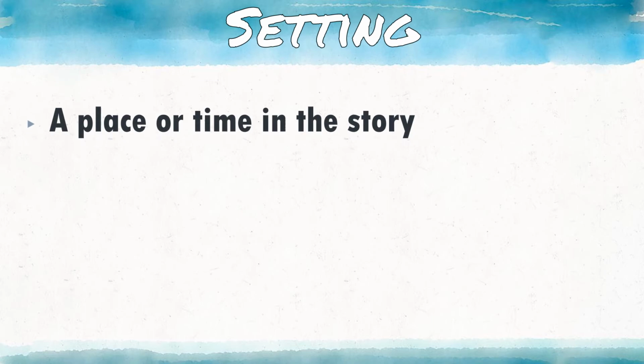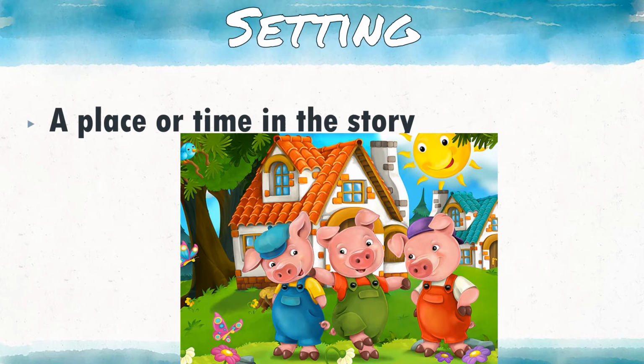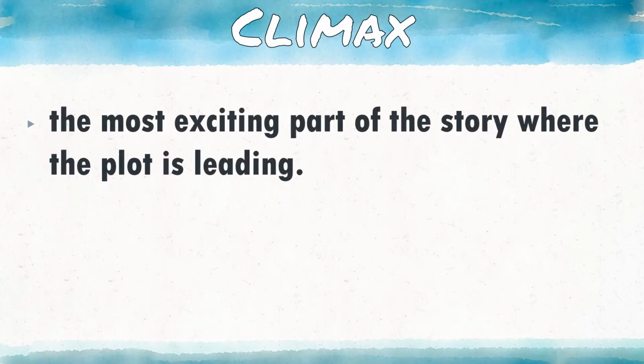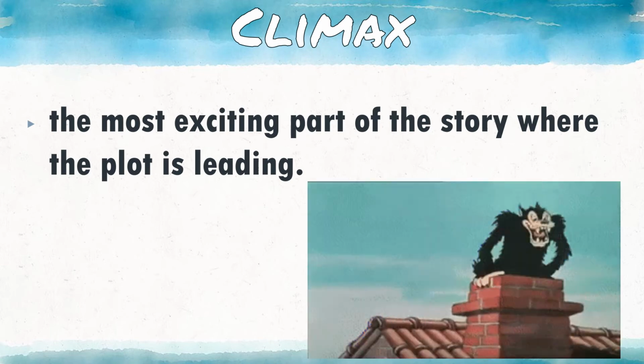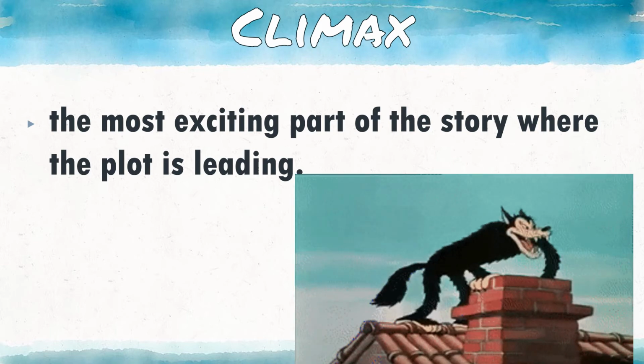Next element, setting. Setting is a place or time in the story. Where did the story happen? In a small village. Next one is climax. Climax is the most exciting part of the story where the plot is leading. What is the most exciting part in the story Three Little Pigs? It is when the wolf climbed the chimney.